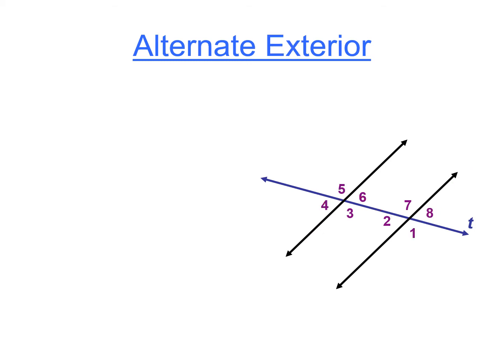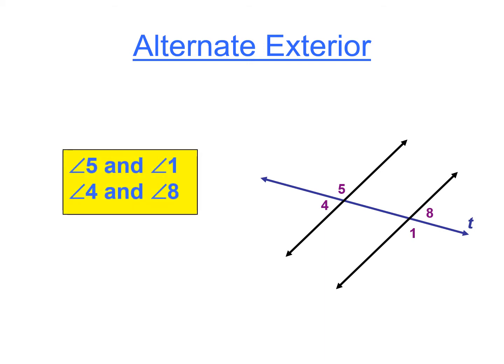Next is alternate exterior angles. When we talk about exterior, we are talking about the angles in the exterior part of the parallel lines, like 1, 4, 5 and angle 8. So the relation is that angle 1 is exactly equal to 5 and angle 4 is exactly equal to 8. They are congruent to each other.